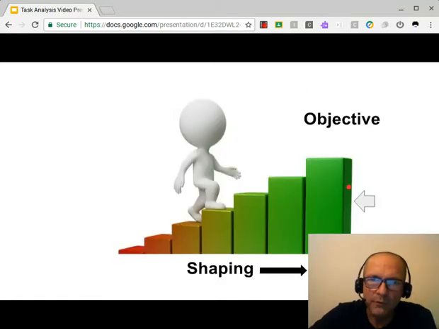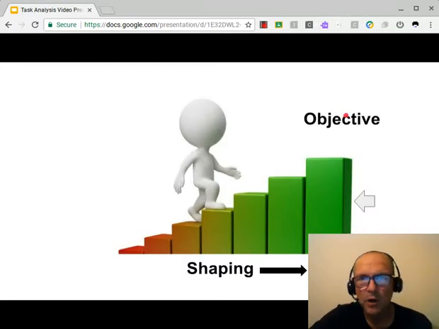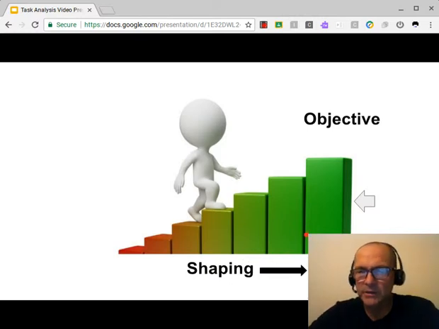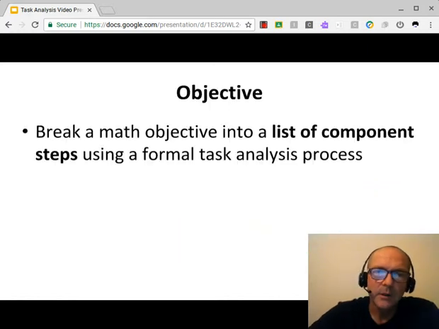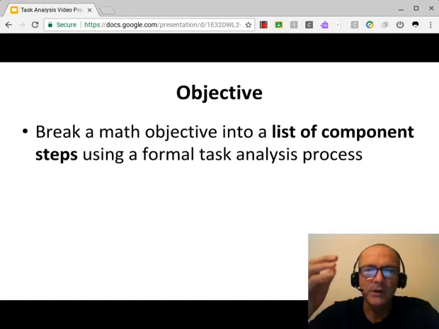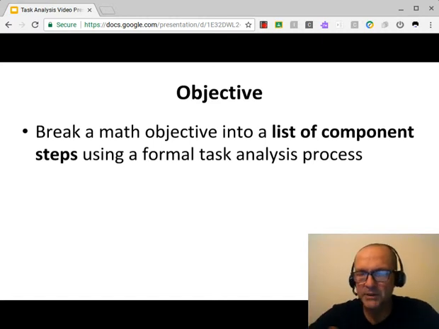And so what we're focusing on now is the actual steps the student is to take. We've created the objective. We've talked about shaping and how we use that to move a student through a process or to engage in a desired behavior. And now we're going to actually look at the steps, the mathy steps that are involved. So the objective is for you to take a math objective and to break it into a list of steps. And we have a formal process for doing that.